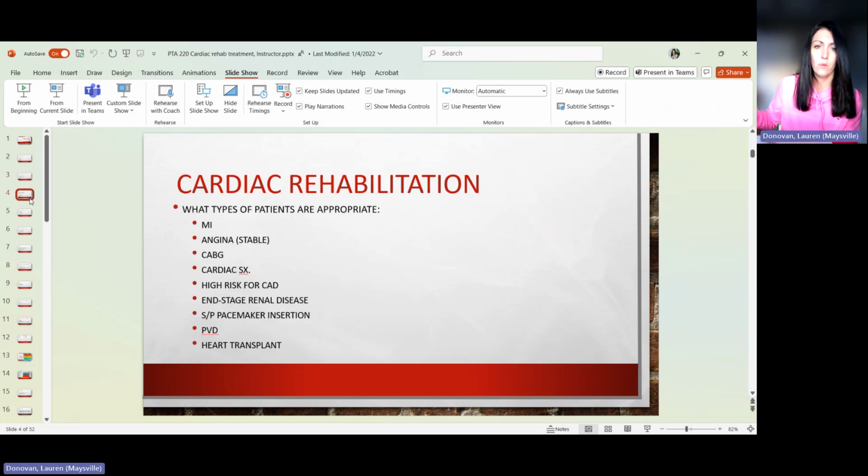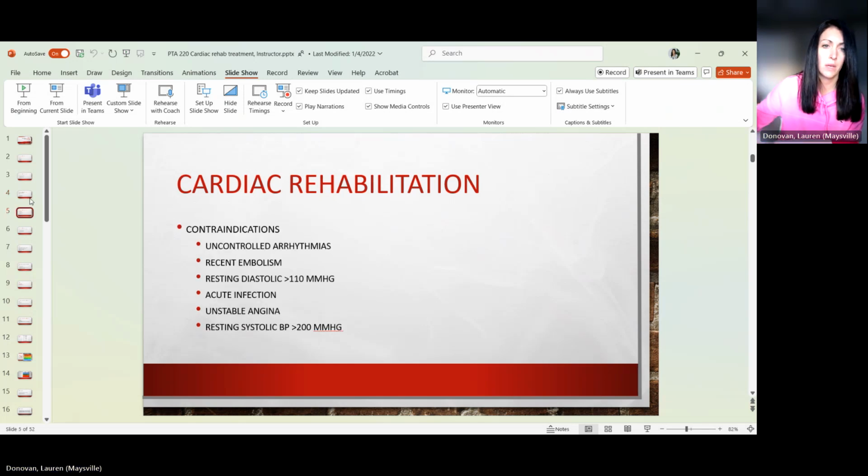There are some different types of patients that are appropriate for cardiac rehab. Like if someone recently had an MI, a myocardial infarction, stable angina, a CABG, cardiac symptoms, high risk for CAD, end-stage renal disease, status post pacemaker insertion, peripheral vascular disease, and a heart transplant. So any of them can fall underneath cardiac rehab.